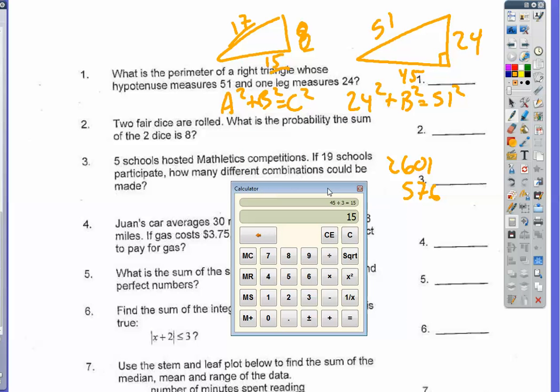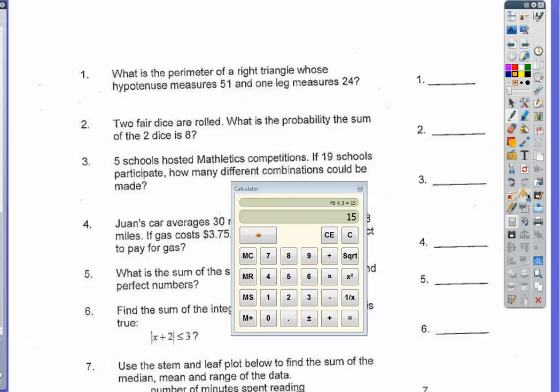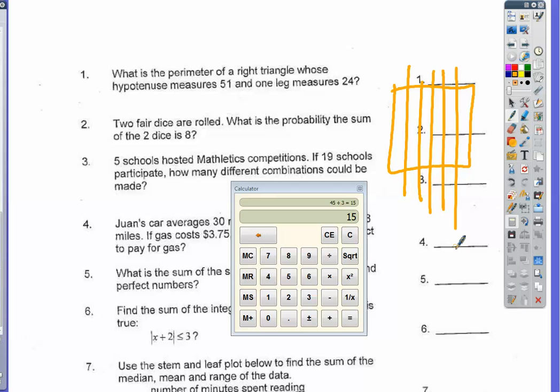All right, so 2 fair dice are rolled. What's the probability the sum is 8? All right, the easiest way to do this is to make a quick little area model. 1, 2, 3, 4, 5, 6. 1, 2, 3, 4, 5, 6.